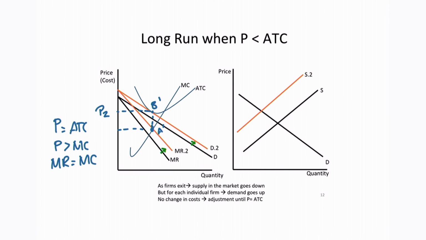So in the long run, what we observe is that the number of firms adjusts in the market until we reach a point where we have zero economic profits. No firms will want to enter and no firms will want to leave. In the short run, we can experience both negative profits as well as positive profits for each firm individually in the market.